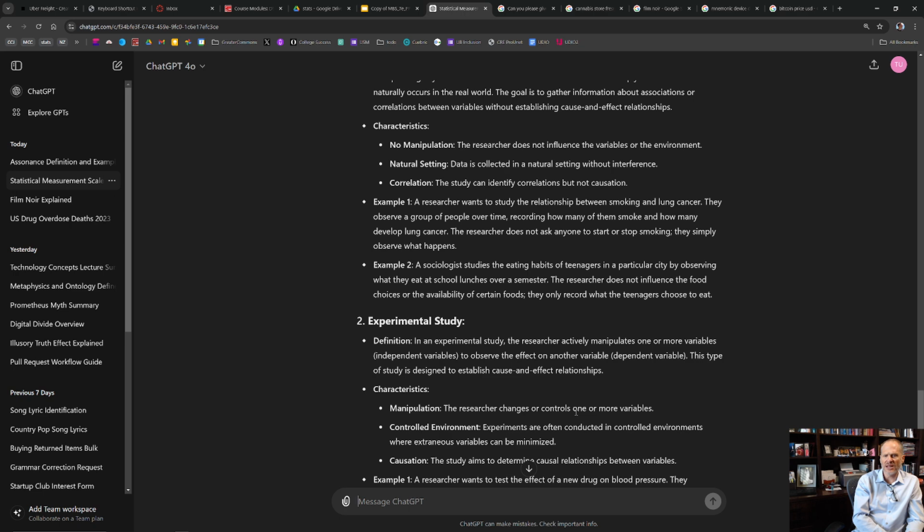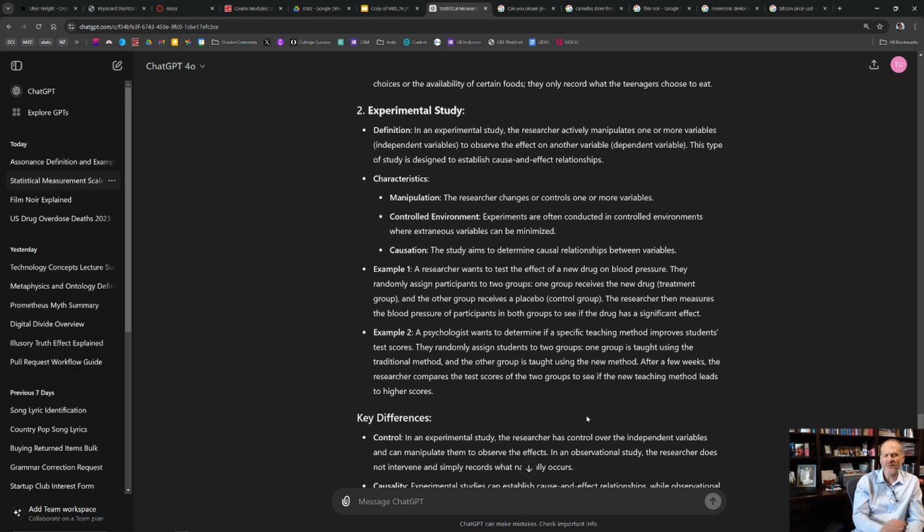Example 2: A sociologist studies the eating habits of teenagers in a particular city by observing what they eat at school lunches over a semester. The researcher does not influence the food choices or the availability of certain foods. They only record what the teenagers choose to eat. That's an observational study. Experimental study: In an experimental study, the researcher actively manipulates one or more variables, the independent variables, to observe the effect on another variable, the dependent variable. This type of study is designed to establish cause and effect relationships.